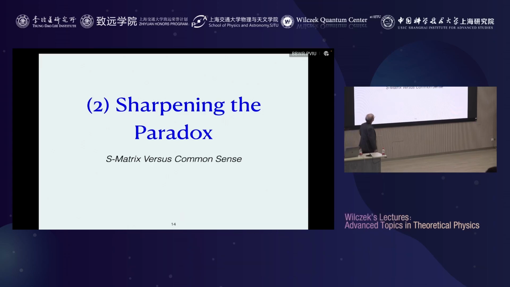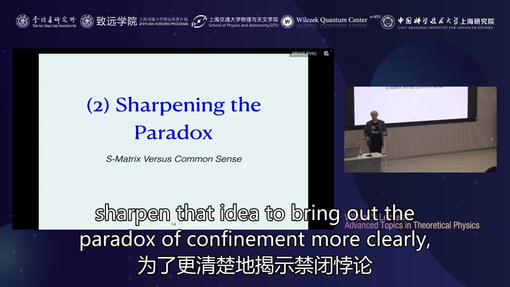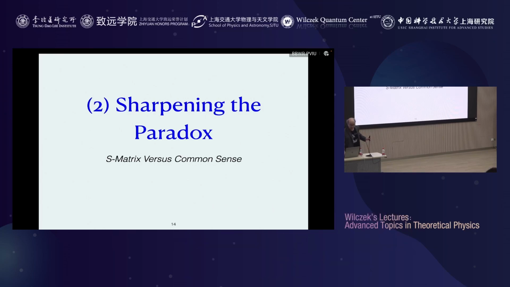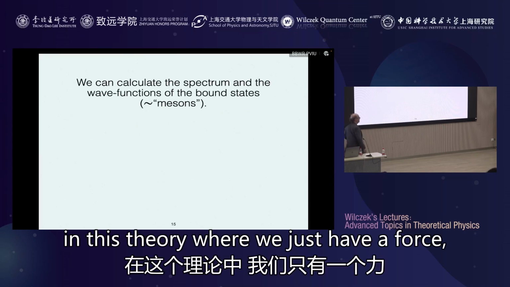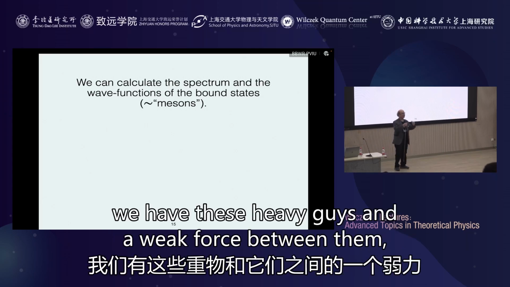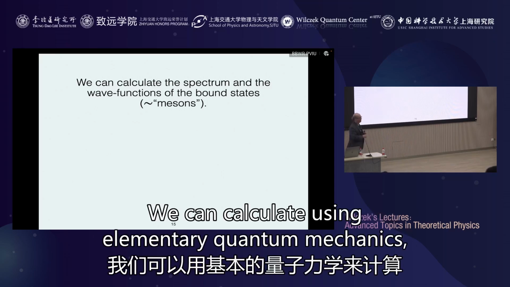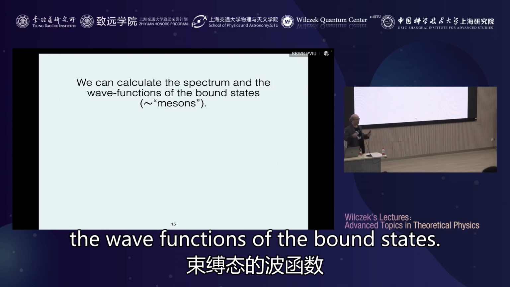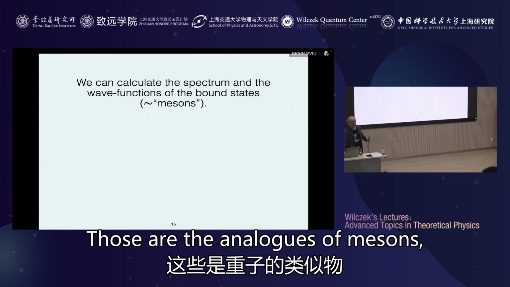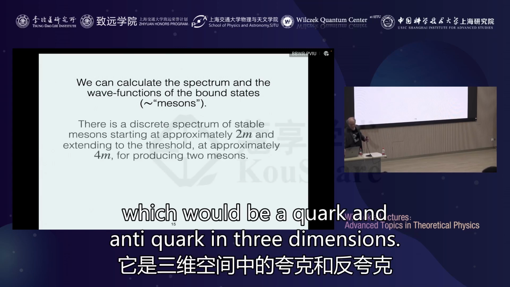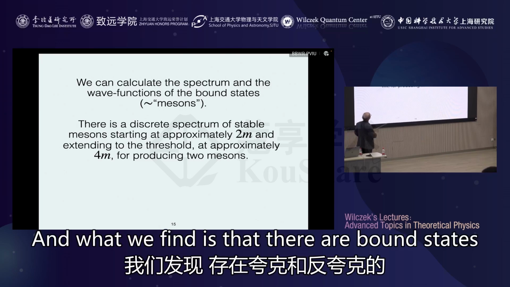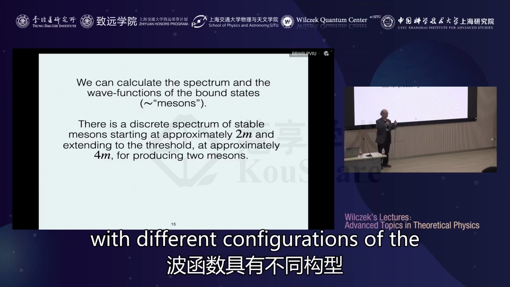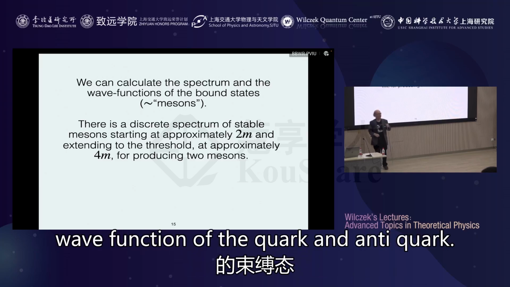So now let's sharpen that idea to bring out the paradox of confinement more clearly. In this theory where we just have a force, we have these heavy guys and a weak force between them, but a weak force that doesn't quit. We can calculate, using elementary quantum mechanics, the wave functions of the bound states. We get bound states. Those are the analogs of mesons, which would be a quark and an antiquark in 3 dimensions. And what we find is that there are bound states with different configurations of the wave function of the quark and antiquark.